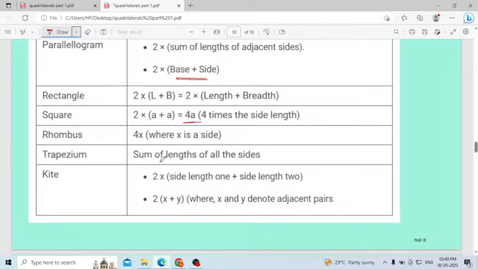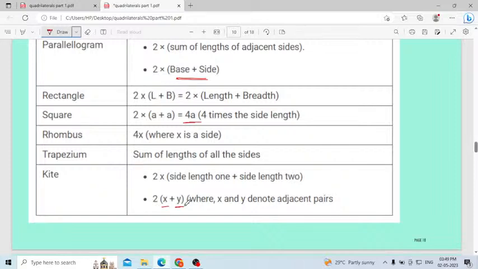Trapezium: sum of all the sides. Yes, I told you perimeter is nothing but the sum of all four sides. Then kite: 2 into x plus y. In the kite you have two pairs of adjacent sides that are equal. Here x and y are the lengths of those two adjacent sides. Okay.